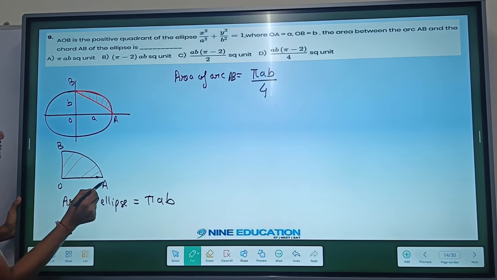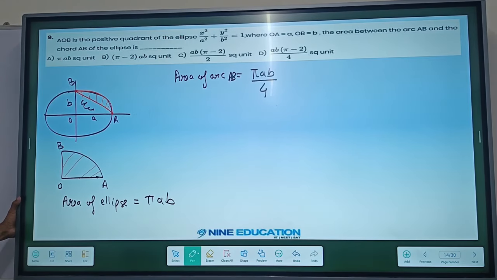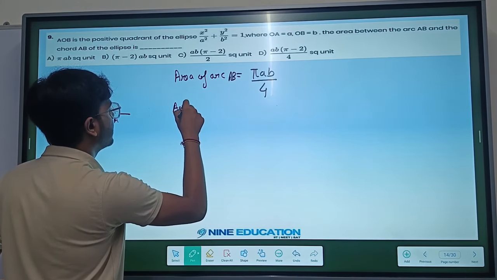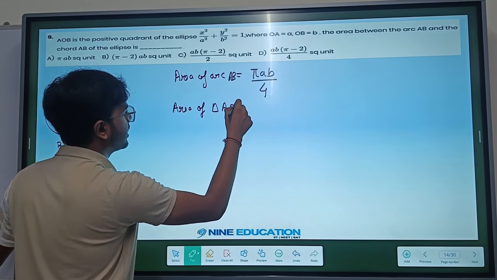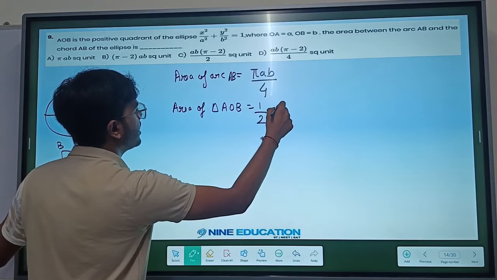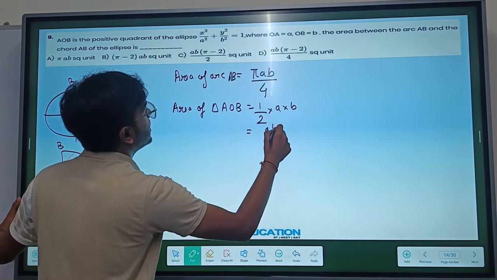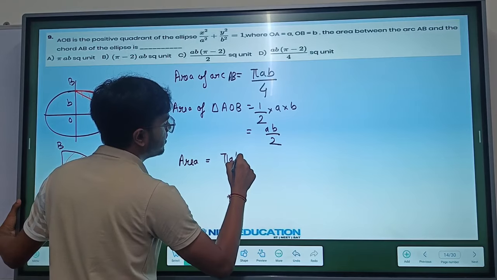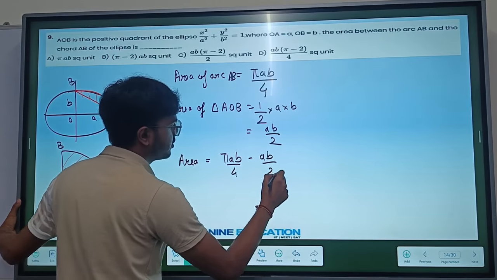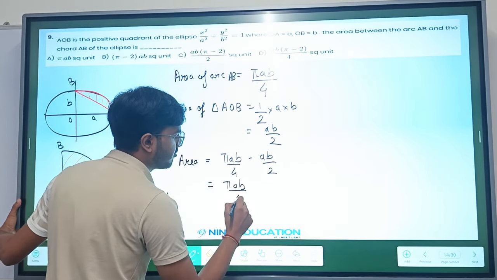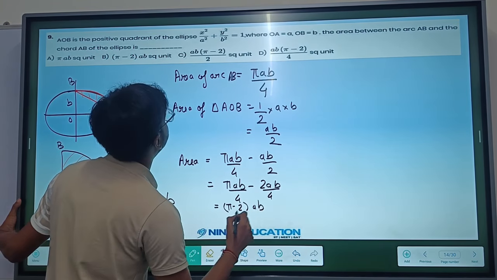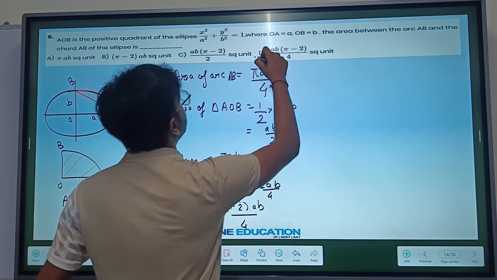Now from this whole area, if I subtract this triangle wala area, what will I get? The actual area which I need. What is the area of triangle AOB? Area of triangle AOB would be 1 by 2 into a into b, that is ab by 2. So area needed would be pi ab by 4 minus ab by 2. If I take LCM, pi ab by 4 minus 2ab by 4, that is pi minus 2 into ab by 4. Option D.